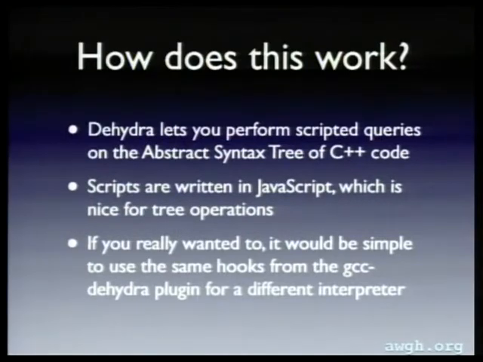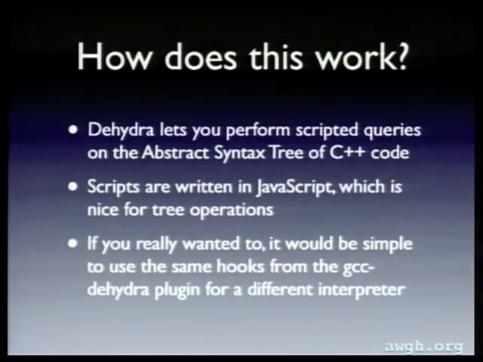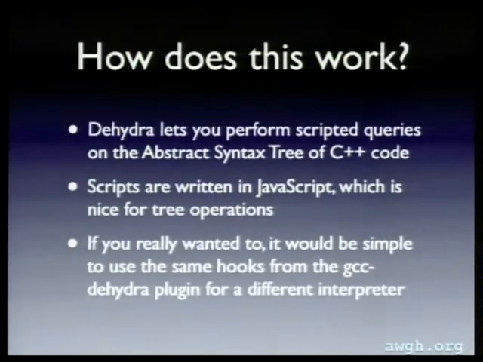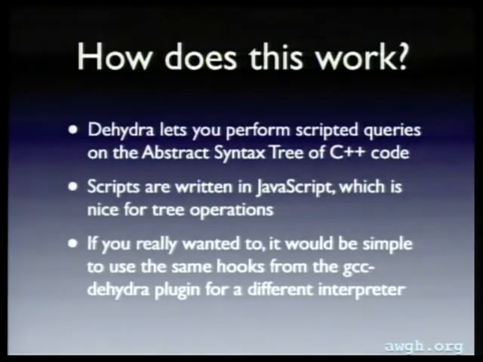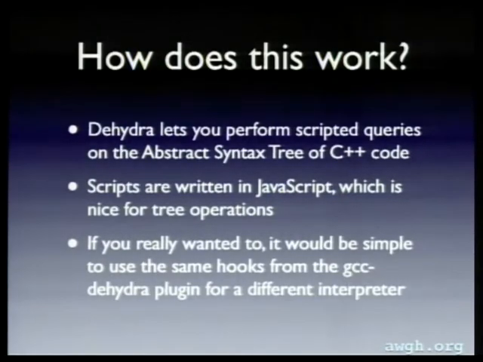I actually like that it uses JavaScript. It's kind of a toy language. Some people have problems with JavaScript, but it is really nice for tree operations. Basically, if you're moving around the DOM or just moving around the abstract syntax tree, using JavaScript is actually pretty nice. But if you really wanted to, looking at the GCC Dehydra plugin, looking where they hooked into the source of GCC to access the data in the abstract syntax tree, it would be very simple to go in and add an interpreter, or add hooks for a different interpreter. Maybe you only use Lisp or Haskell or Erlang or whatever. But I would still recommend looking at this plugin and just how they do the hooks.